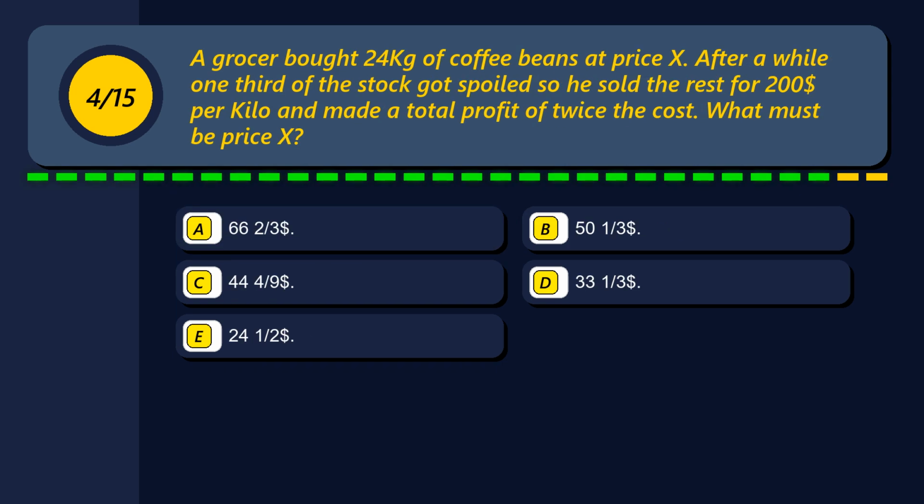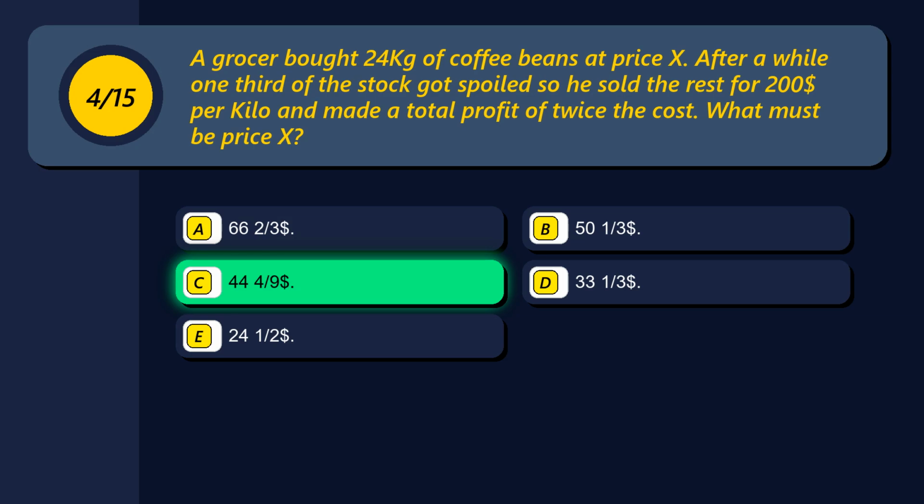Question 4. A grocer bought 24 kilograms of coffee beans at price X. After a while 1/3 of the stock got spoiled, so he sold the rest for $200 per kilo and made a total profit of twice the cost. What must be price X? Option A, $66.2/3. Option B, $51/3. Option C, $44.4/9. Option D, $33.1/3. Option E, $24.1/2.